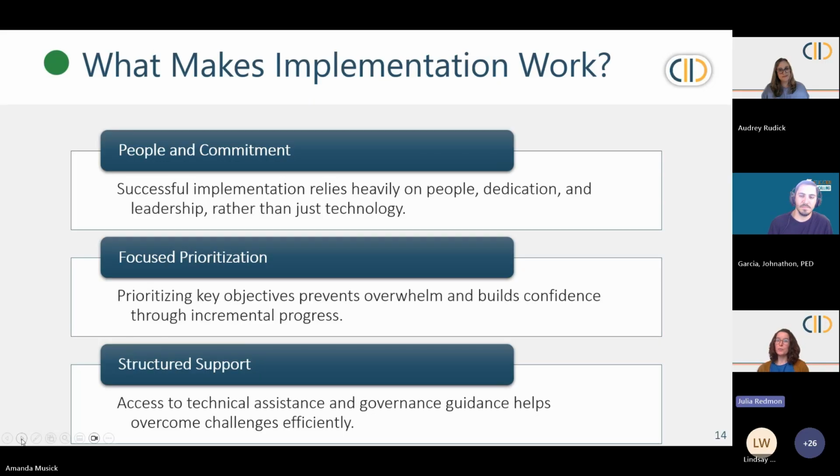And then finally, structured support plays an important role. So whether that's technical assistance or governance support or project planning, having the support helps teams navigate the challenges more efficiently and really maintain the momentum. So it's a combination of many things, and those elements really just enable progress over time.